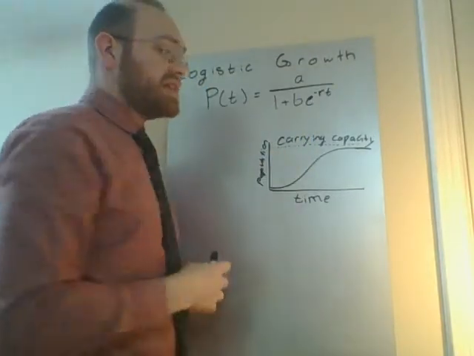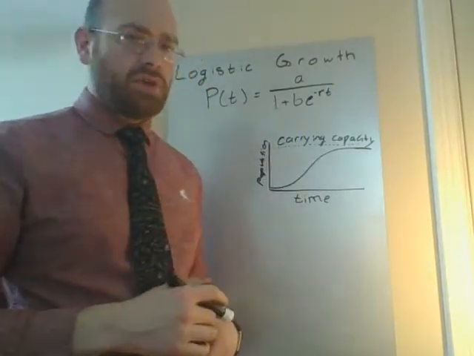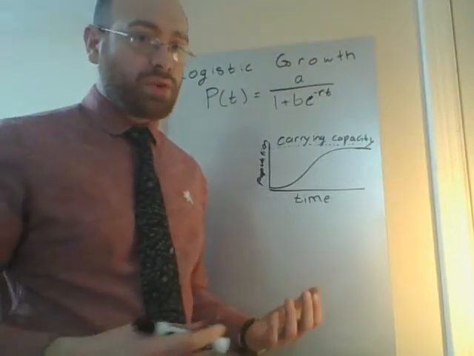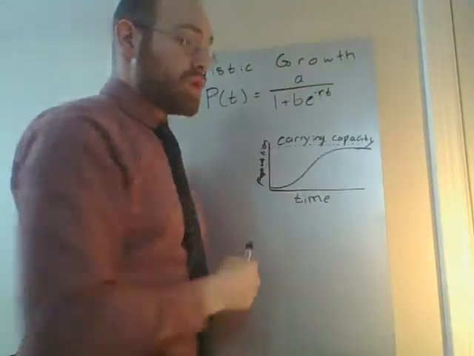It's the number of individuals in a population that a given environment can support with its limited resources. B is a constant that is found using the original population. Again, it's often given to us. R is the growth rate.